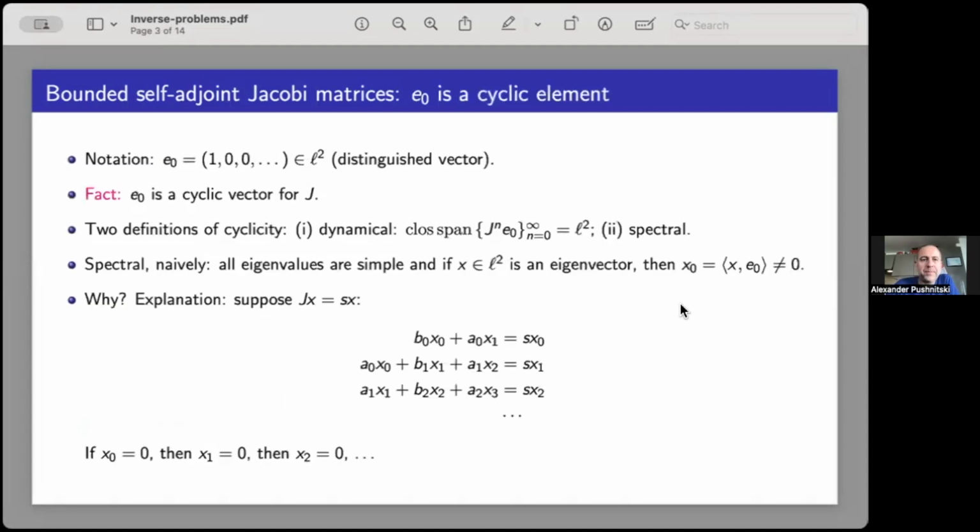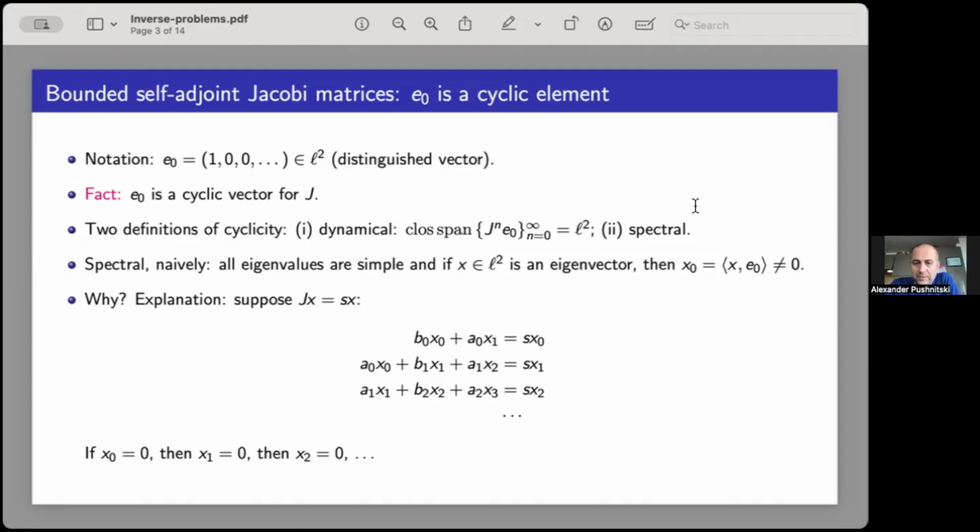Okay, let's move on. Now I will denote by E naught the first element of the standard basis in L2, and it plays a distinguished role in the theory of Jacobi matrices. Here is the fact: this E naught is a cyclic vector for this Jacobi matrix. What does it mean? There are two definitions of cyclicity, whichever you prefer. There is a dynamical one: you look at all the powers of J applied to E naught, and consider the span, and the closure of the span must give you the whole L2. That's the dynamical definition, and this is probably the most common.